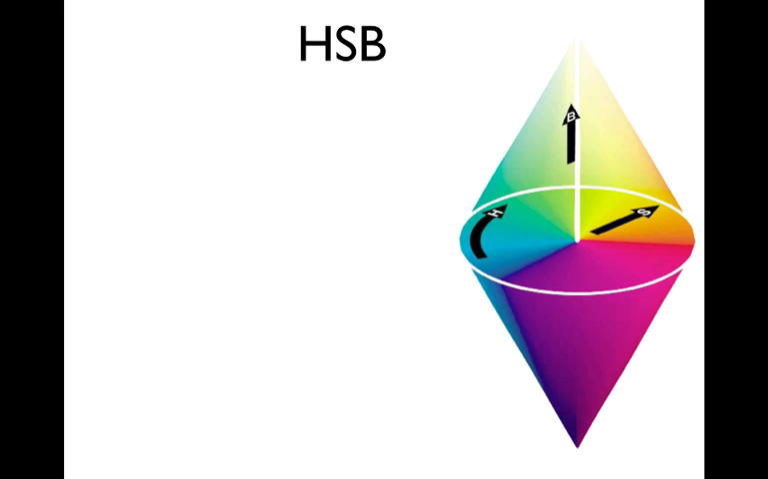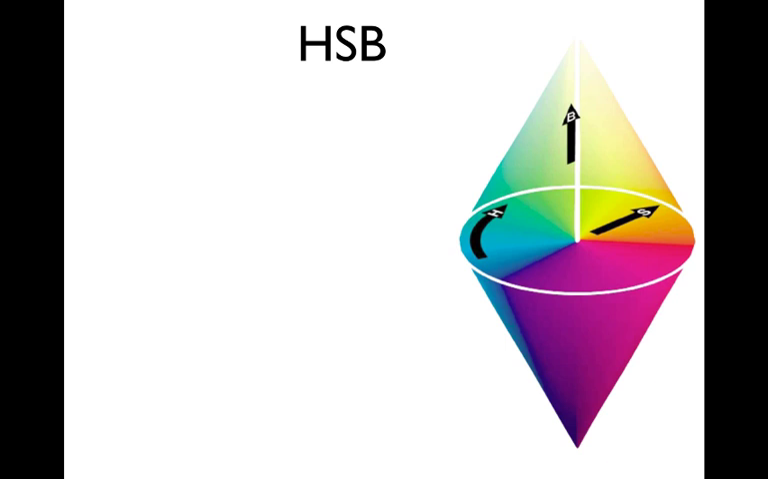Why is this a double cone and not a cylinder? Why isn't it like a can? Because as you get lighter, you lose saturation. As we start going from here up towards white, we're getting lighter and lighter. The lighter your colors are, the less they're able to be saturated. Around the center of the equator, where we've got middle gray, we get our most saturated colors. As we get lighter and lighter, eventually we go to white, which is no saturation at all.